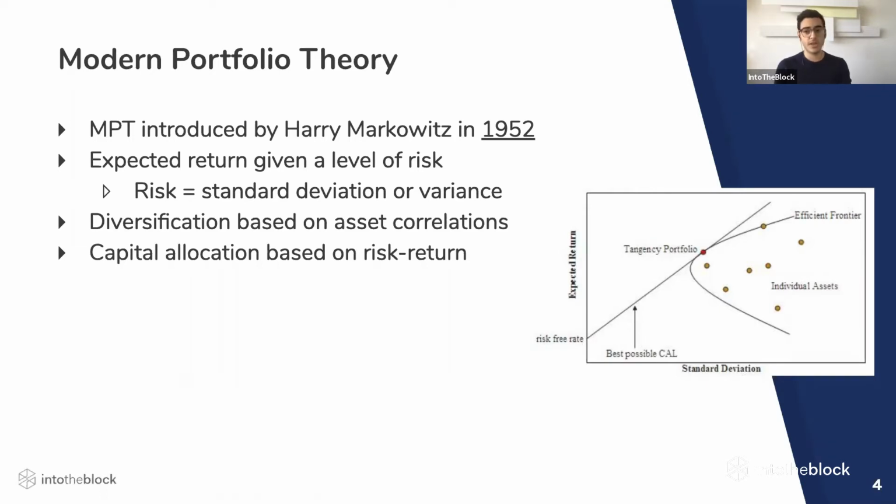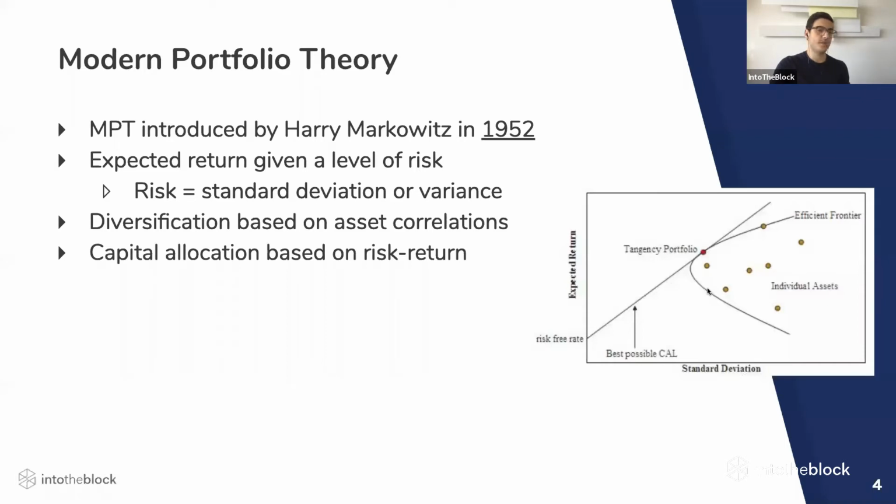Modern portfolio theory was introduced by Harry Markowitz, who won a Nobel Prize for this work that he introduced in 1952. It introduced the concept of combining risk and return. I imagine most of us are familiar with those two topics, which are essentially household topics in terms of portfolio analytics. Essentially, expected return given a level of risk, where risk is calculated as the standard deviation or variance of the returns.